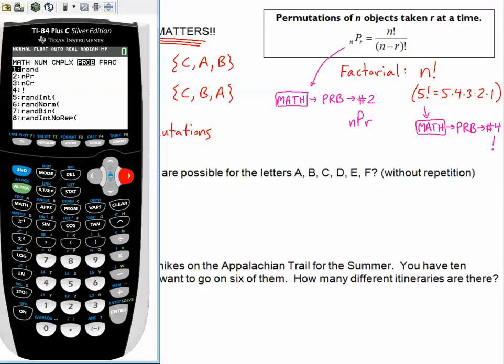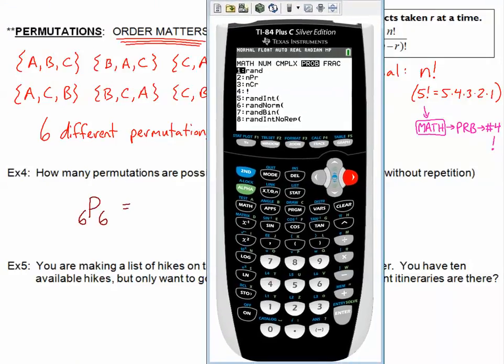So if we pull up our calc, let me slide it over, and let's clear this out. I'm going to push the 6 first, and then I'm going to go to the math and go to probability, and then down to number 2. And actually on this calculator, it instantly puts the little 6 where it's supposed to go, and then it's asking for the last number, and it's 6P6, and we get 720.